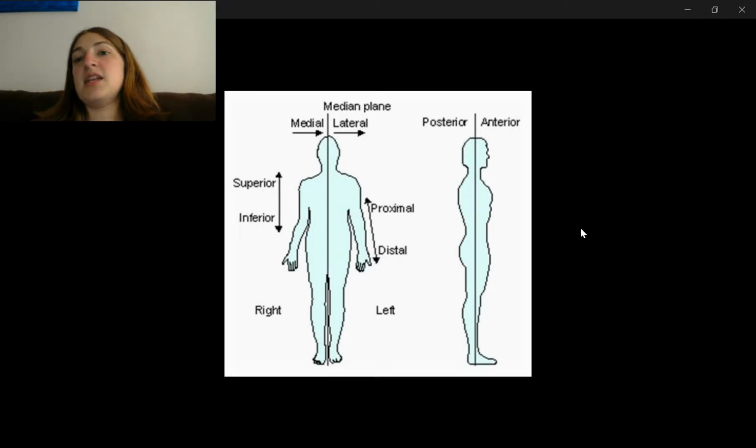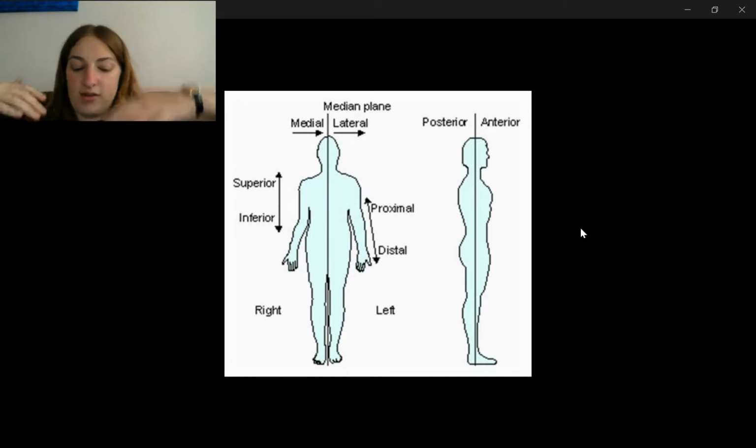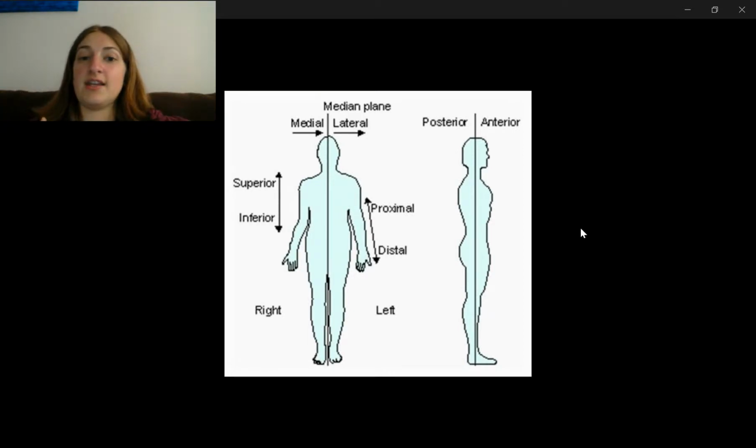Then we have medial and lateral. This one seems a little bit more obvious, but medial is towards the middle. The sternum, for example, is medial to, say, the ribs, which are lateral. So the opposite of medial is lateral. It's like saying my ribs are lateral to my sternum, and the sternum is medial to my ribs.